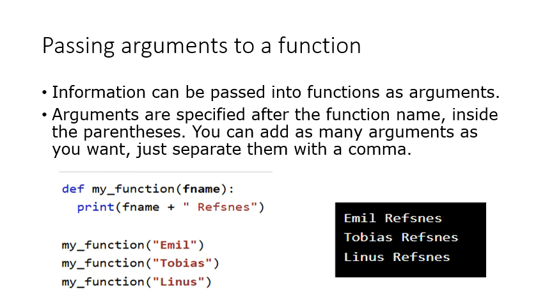Passing arguments to a function. Information can be passed into functions as arguments. Arguments are specified after the function name. Inside the parentheses, you can add as many arguments as you want, just separate them with a comma. def my_function(fname): print(fname + "Refsnes"). my_function("Emil"), my_function("Tobias"), my_function("Linus"). So it will print all the values.